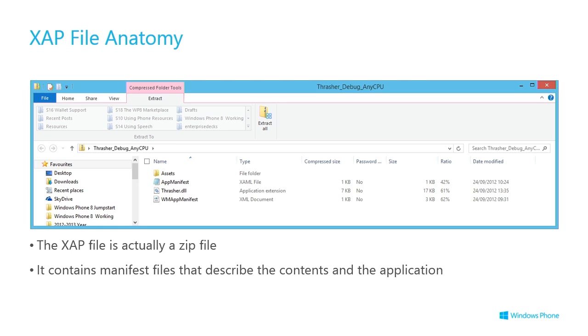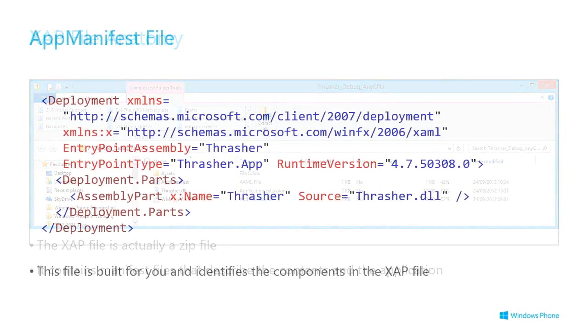And what do you get in it? Well, this is very, very simple. This is the Thrasher. You get the Thrasher.dll, which is the compiled output of the application. There's an app manifest XAML file and a WMAppManifest XML document. And then there are also folders for any assets. So this is the content of your application, such as icons and graphic files and that kind of stuff. That's what you get in it.